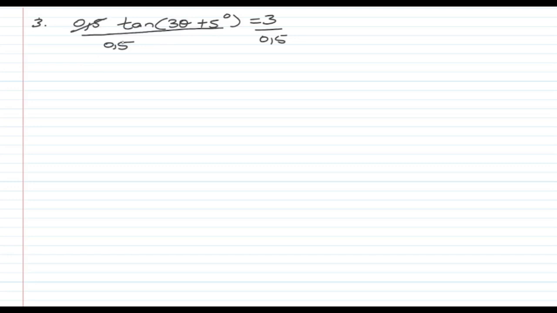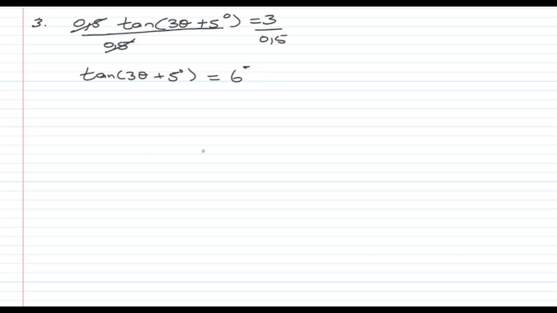So these two cancel, and then what do we have on the left hand side? We are left with the tan of 3 theta plus 5 degrees, and this is equated to, on your calculator, 3 over 0.5. It's like saying 3 over half, which is 6. This gives us 6, right? This is not an angle, so that gives us a 6.